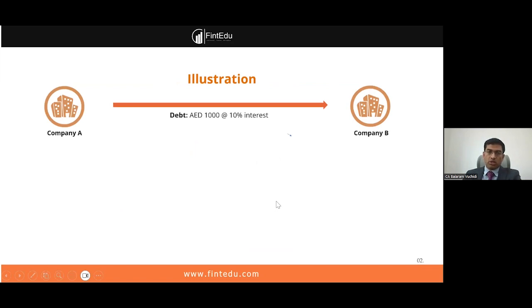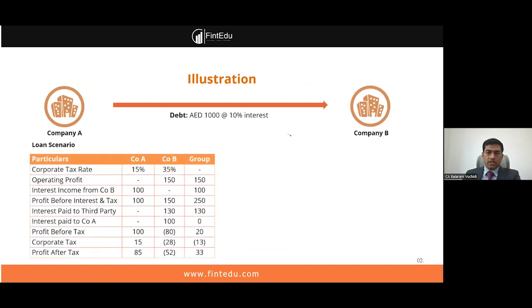So let's quickly look at one illustration just to understand the concept more. Let's say you have company A in one country, and company B in another country. Company A is giving a loan of 1,000 dirhams to company B with an interest rate of 10% annually. Now let's look at the statistics of company A and B. The corporate tax rate of company A is 15% and company B is 35%. And in the last column, you can see the group total overall results.